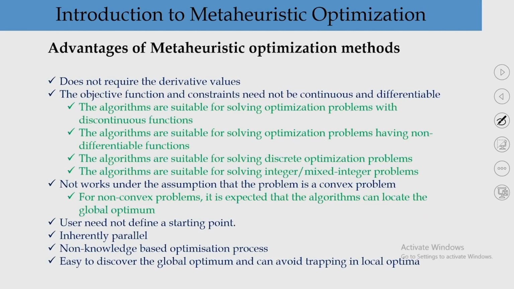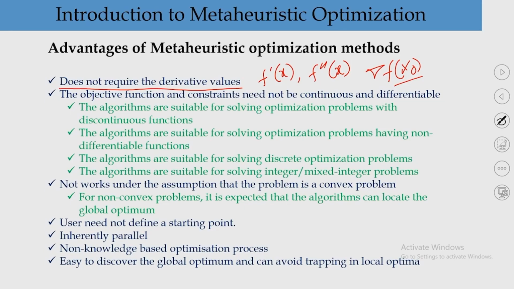Okay. Now, let me discuss what are the advantages of metaheuristic optimization methods. So, the first advantage is that it does not require the derivative value. Okay. So, we do not use the derivative value, either first derivative or second derivative. So, I do not need that one. I need not calculate the derivative value. Okay. So, you can say this is the main advantage of metaheuristic optimization methods. So, I do not need the derivative information.